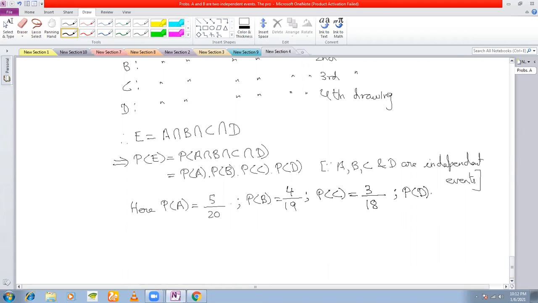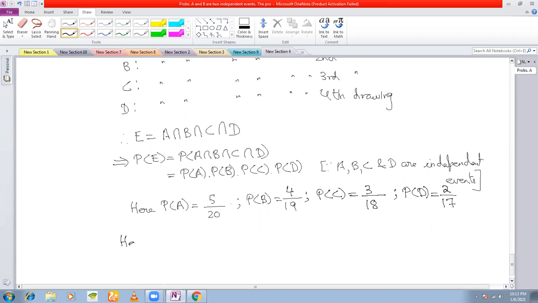And the probability of taking a white ball in the fourth drawing. 3 white balls were there. In the fourth drawing, how many white balls are there? There are only 2 white balls left. And how many balls left? 17 balls left.